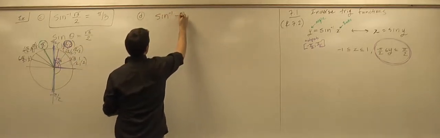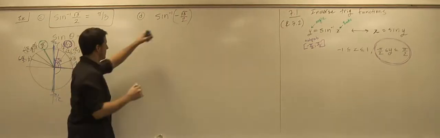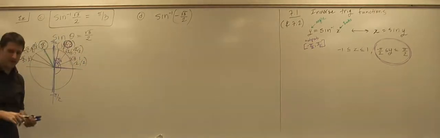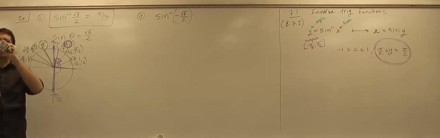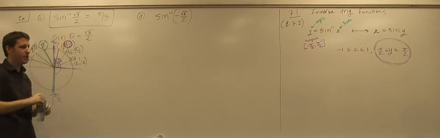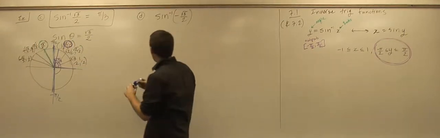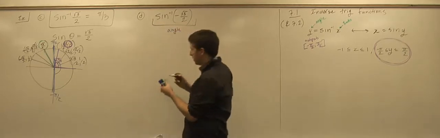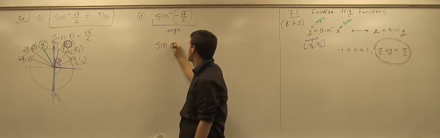Part D here, sine inverse, I threw in a negative sign. So what does that do? How does that change things? It doesn't change the original setup. Whenever you're doing a sine inverse, you are looking for an angle. This whole thing is an angle. What angle is it? It's the angle that makes sine negative root 3 over 2.